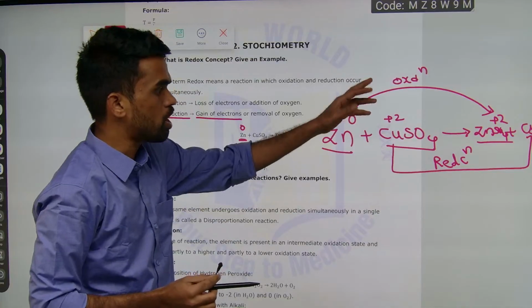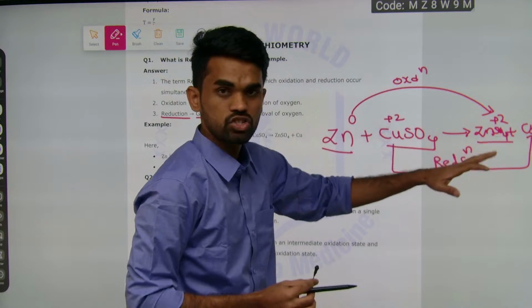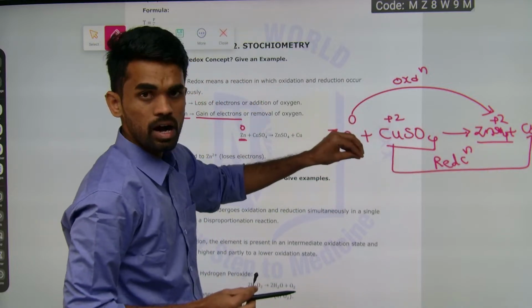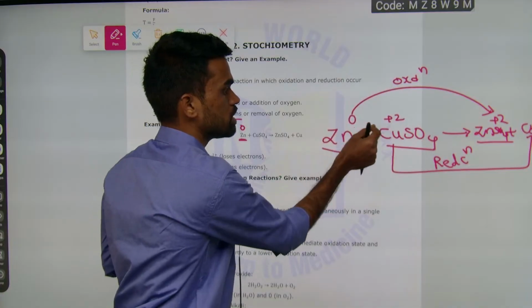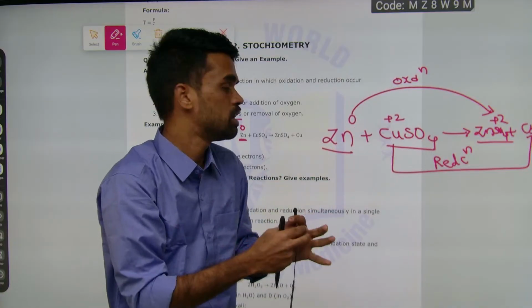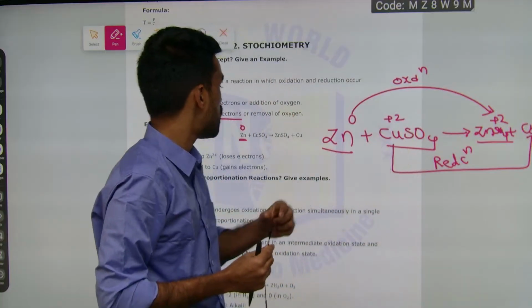So what do we mean by oxidation? Loss of electrons is oxidation and gain of electrons is reduction. So what is happening here now? In the one reaction itself, both oxidation and reduction are taking place simultaneously, right? So we can say this reaction is a redox reaction.